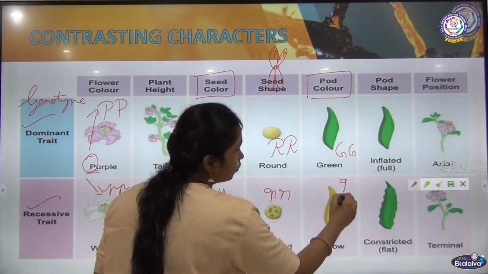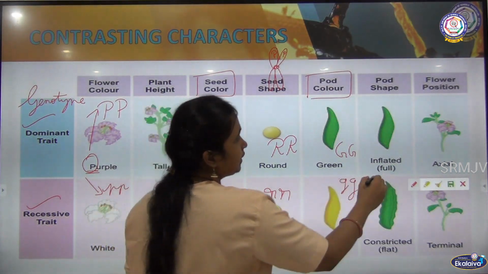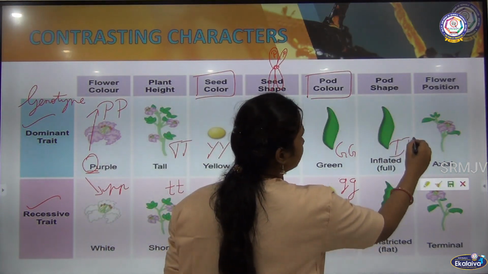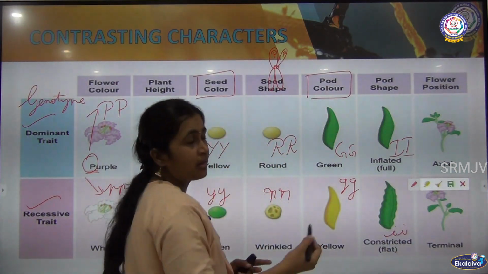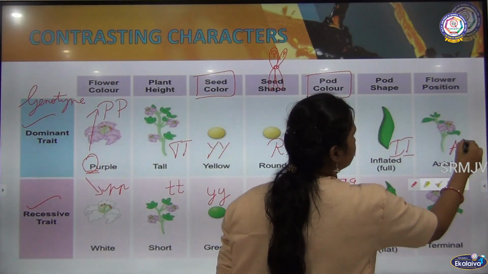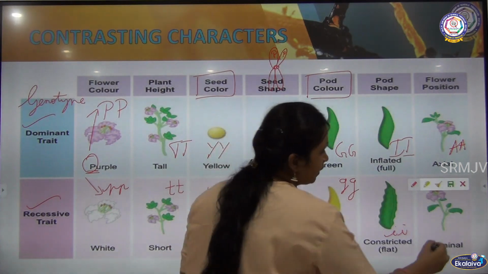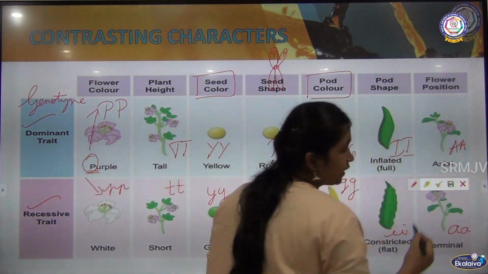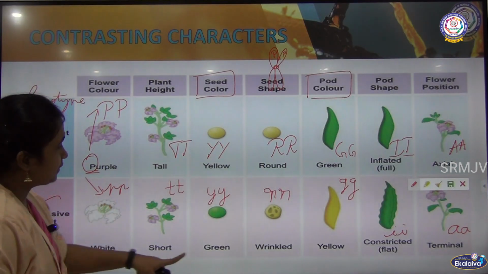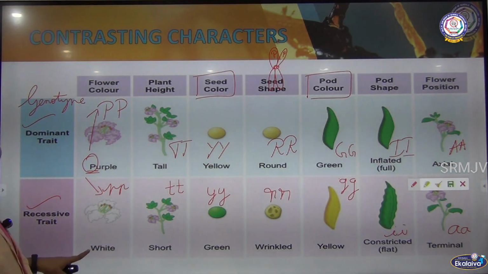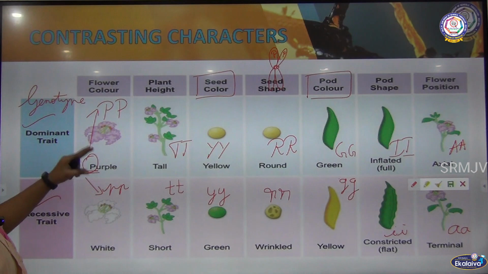And here small g, small g. Then inflated, full: so capital I. Small i, recessive. Axial, dominant, so capital A, capital A. Terminal, small a, small a. I am not using their starting letter because they are recessive characters. So this is the way to represent the genotype.